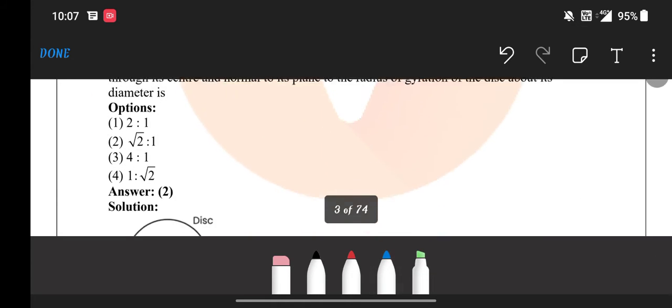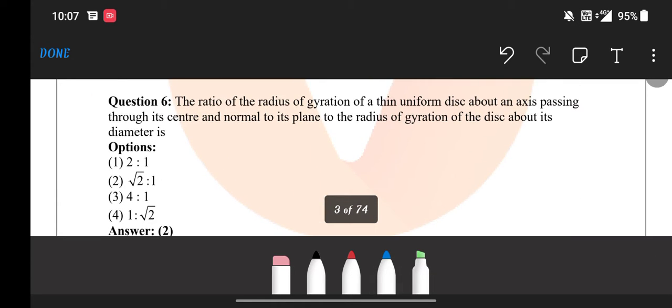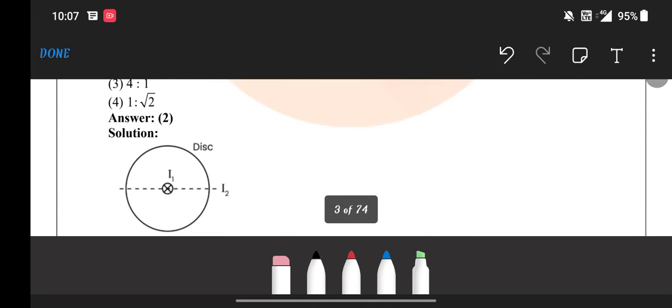Moving on to our next question, that is question number 6. The ratio of radius of gyration of a thin uniform disk about an axis passing through its center and normal to its plane to the radius of gyration of the disk about its diameter is: 2 is to 1, root 2 is to 1, 4 is to 1, or 1 is to root 2. Now, if you see the formula, this is the diagram, a circle, I1 and I2. The diameter we have to find.